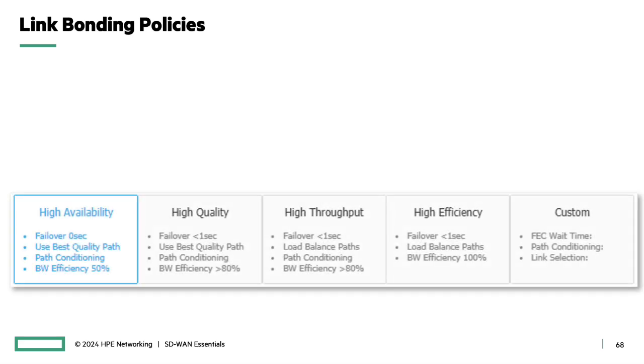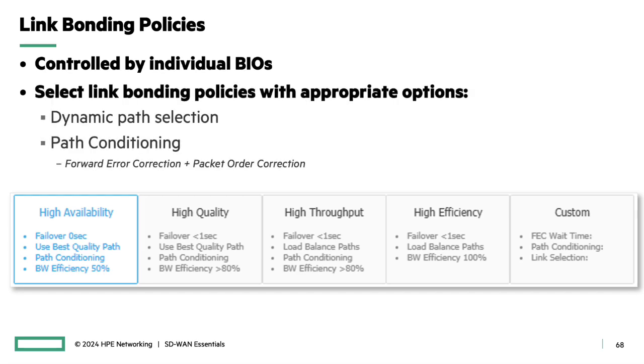The first concept I'd like to introduce you to are link bonding policies. Link bonding policies are configured in the business intent overlay. These link bonding policies differ in the amount of forward error correction, path conditioning, and how links are bonded in terms of whether we choose the best quality paths or whether we choose to load balance paths. Details of these are discussed in the Deploying SD-WAN Technologies course.